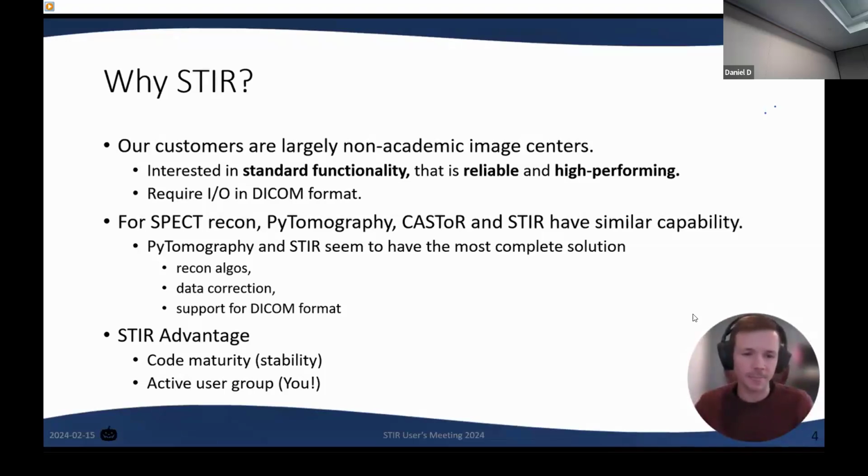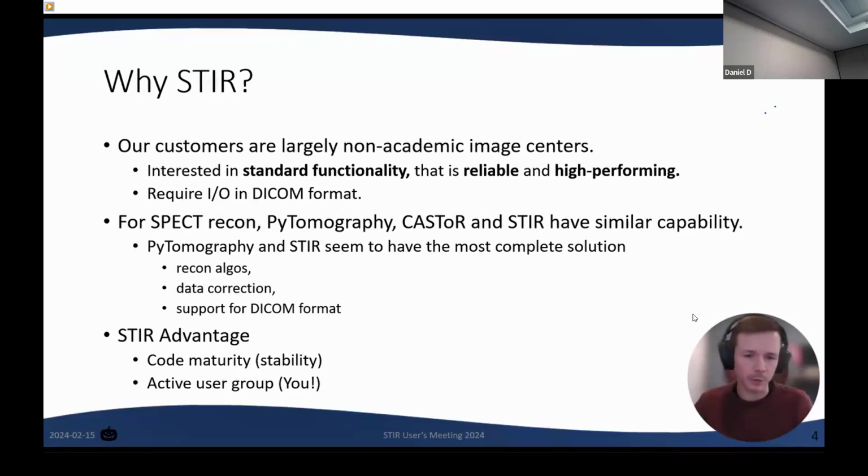and so making sure that support for that file format is present is very important for us. Looking at PyTomography, CASToR, and STIR, they generally have very similar capabilities in terms of SPECT reconstruction software. But looking a bit more closely and comparing these options, PyTomography and STIR seem to have the most complete solution. And so we honed in our focus on these two a little bit. These include things like the different reconstruction algorithms that are available, different data correction options and algorithms, as well as support for the DICOM format, like I was mentioning already.